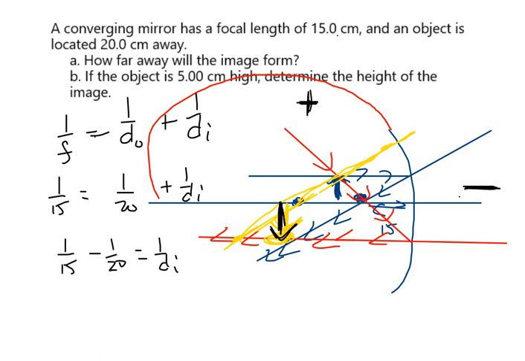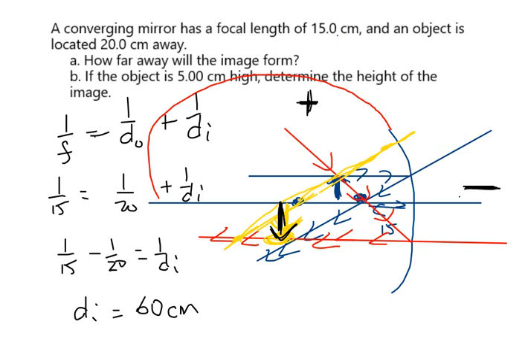One 15th minus 1 20th, reciprocaled, I get di equals 60. Now, my diagram is not nearly to scale, but doesn't it make sense that if from here to here was 15 and here to here was 20, I thought my image was going to be way behind it? That actually kind of makes sense. Maybe it doesn't look like it's to scale at 60, but it definitely makes sense that it's behind me now.